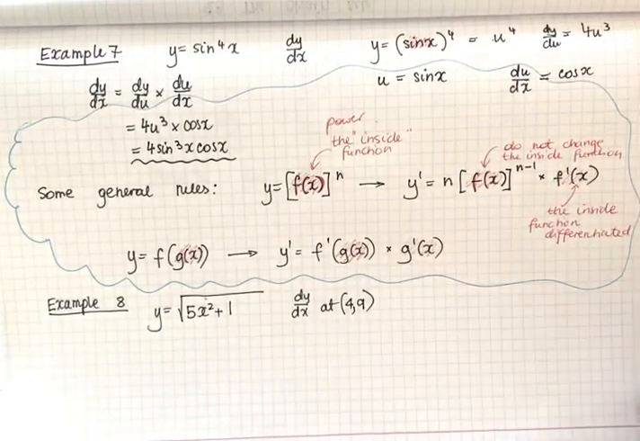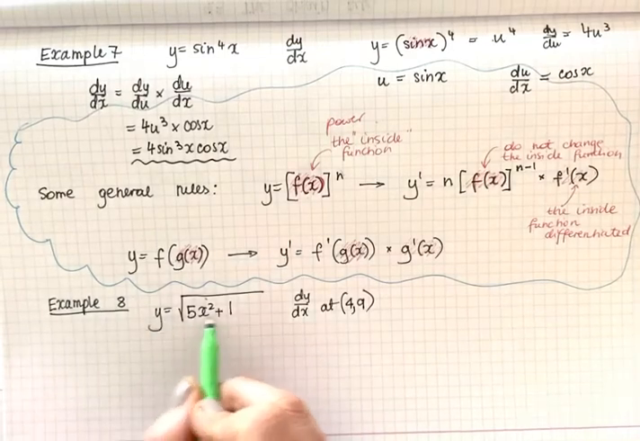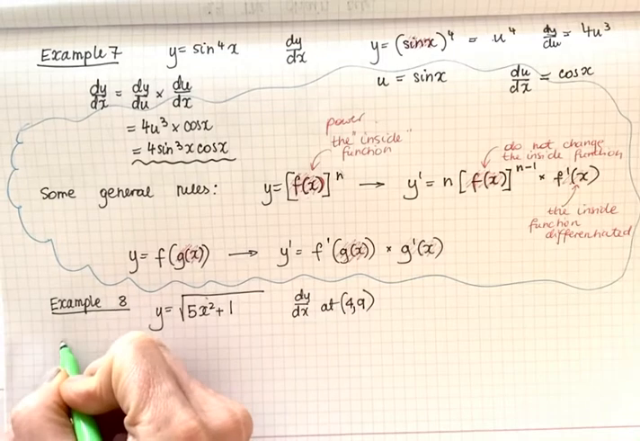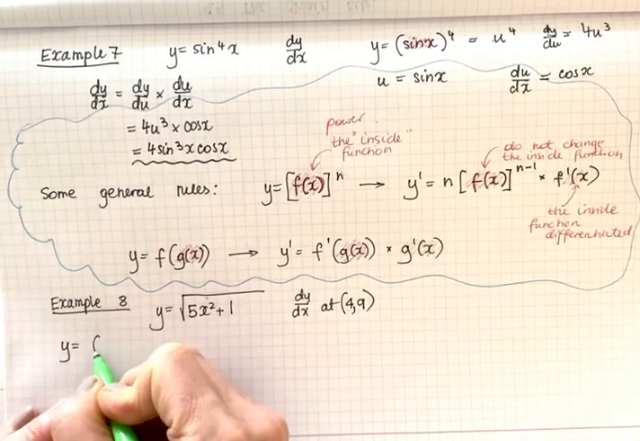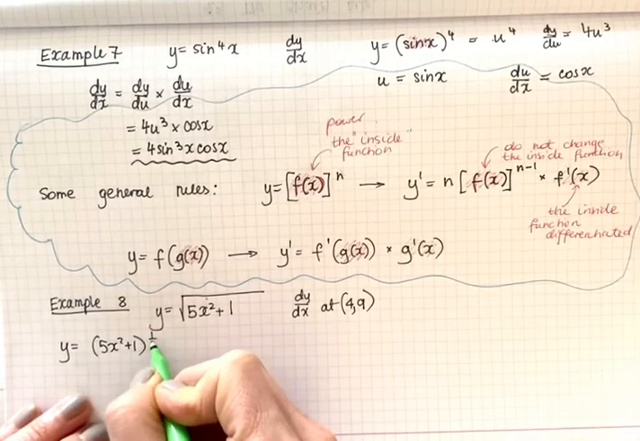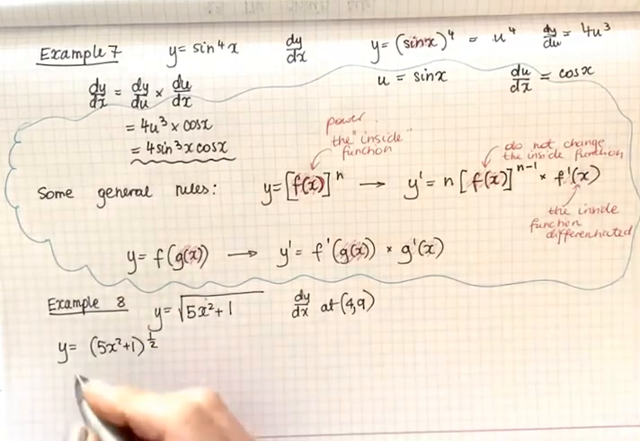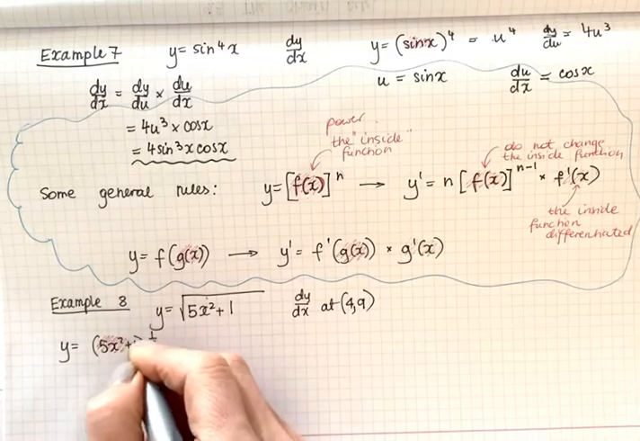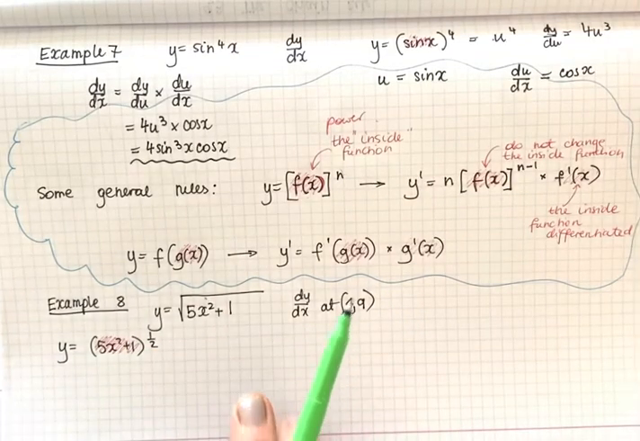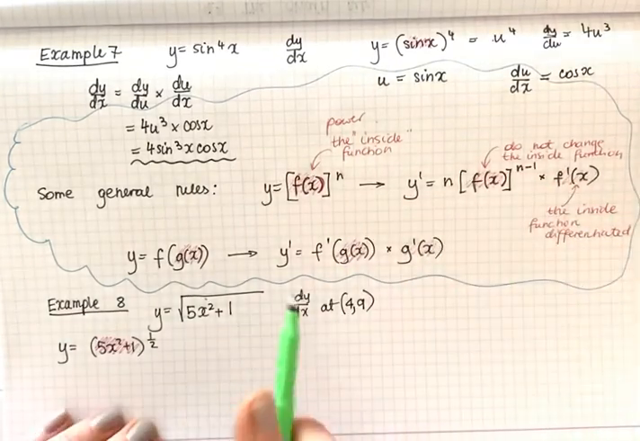So let's have a go at example 8. Got a function, square root of 5x squared plus 1. So let's rewrite it first. So you've got 5x squared plus 1 to the power of a half. And this is really obvious. You could see that the inside function is 5x squared plus 1. So the intention is to use this result really quickly.